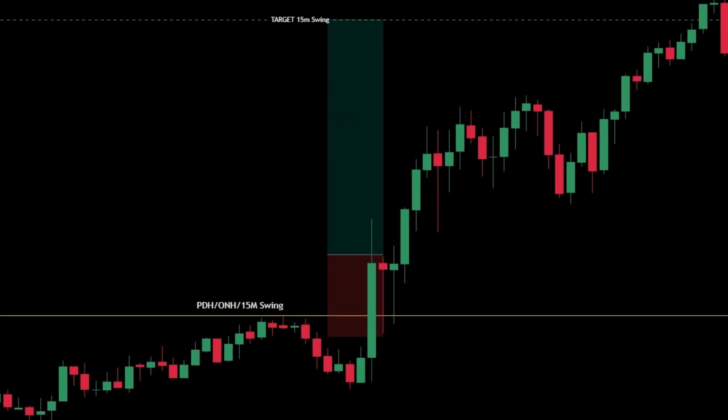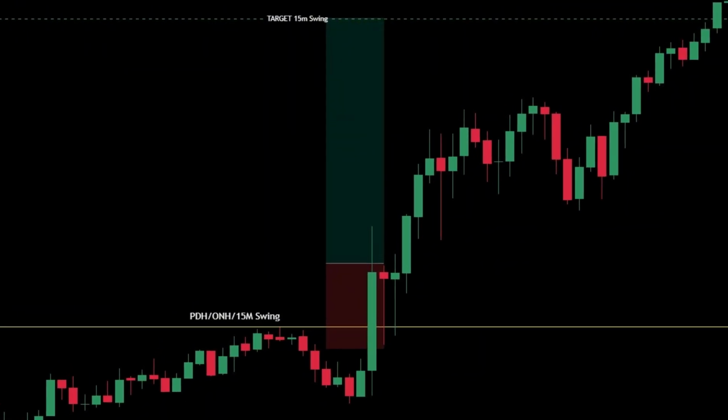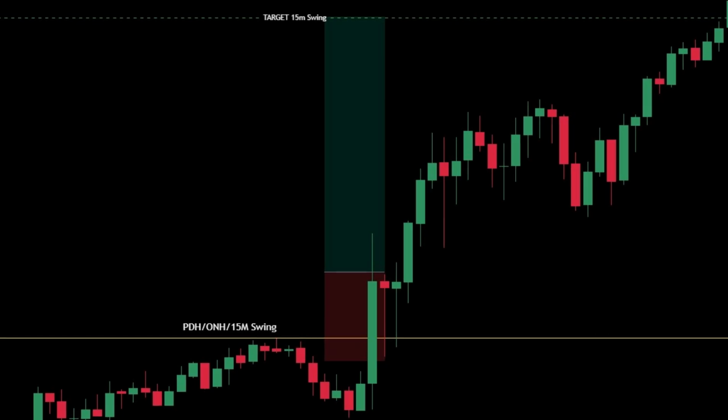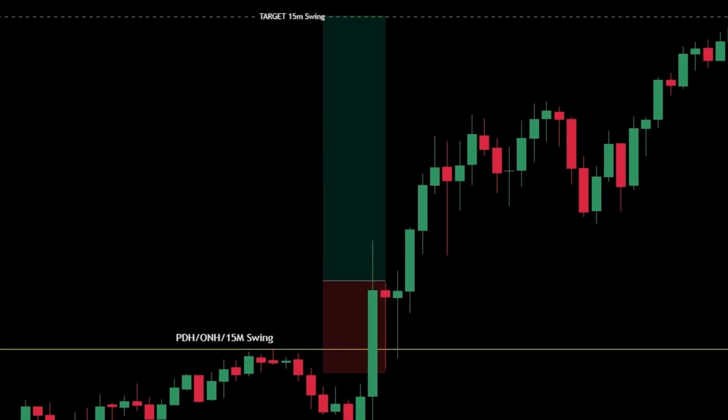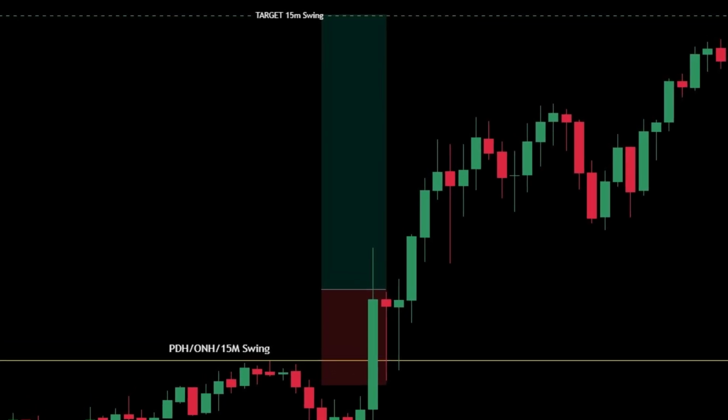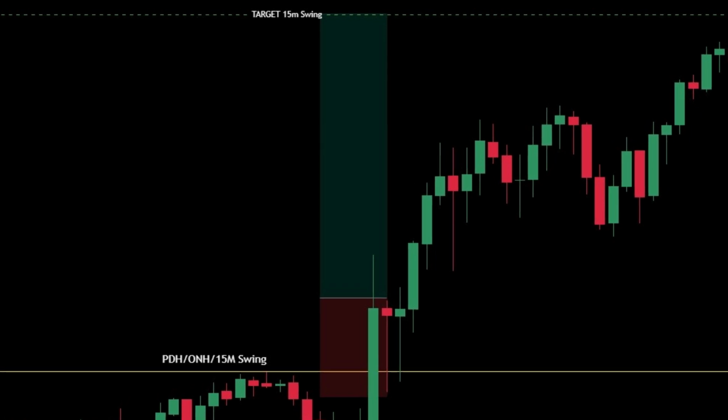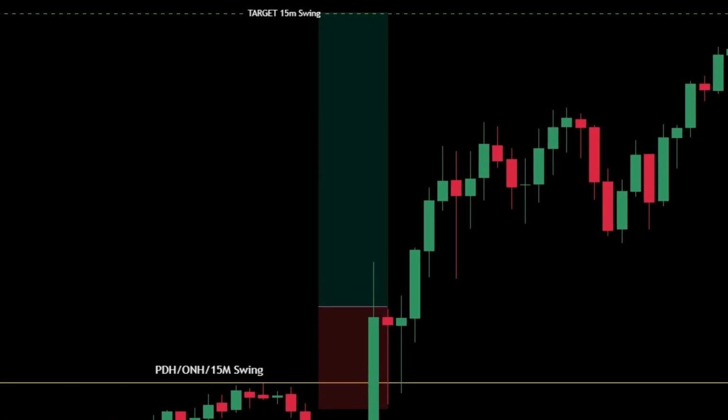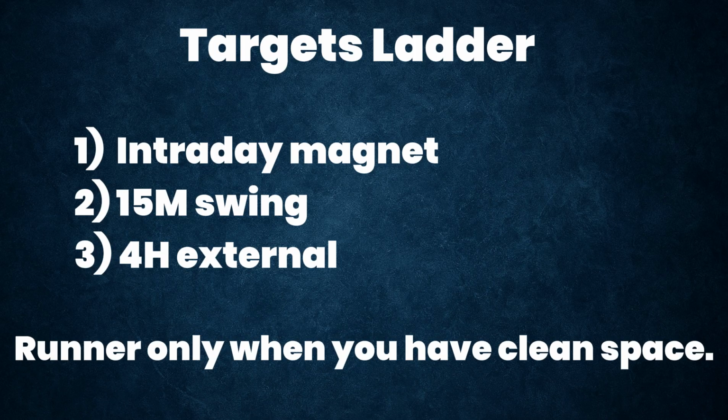Risk and management stays simple. Use structure-based stops, usually within about 20 points. If structure demands 26 to 30 points, you don't pray harder. You reduce size so risk stays consistent. Targets follow the ladder. First intraday magnet, then 15-minute swing, then 4-hour external target. Runner only when you have clean space. That's not being cautious, that's being professional.